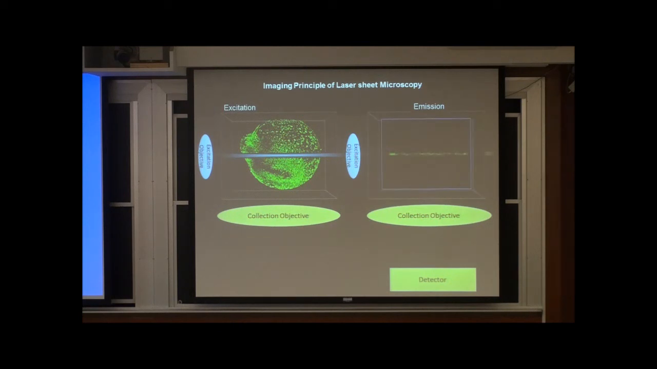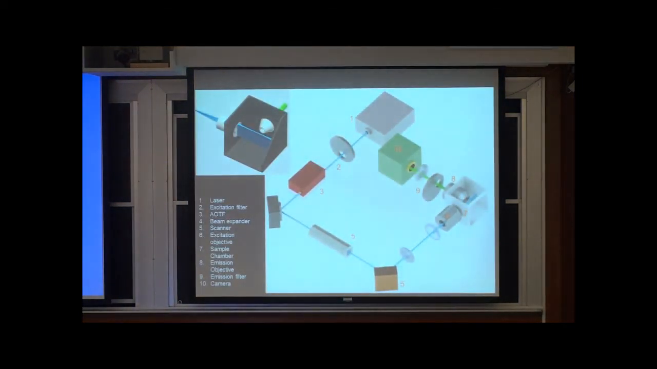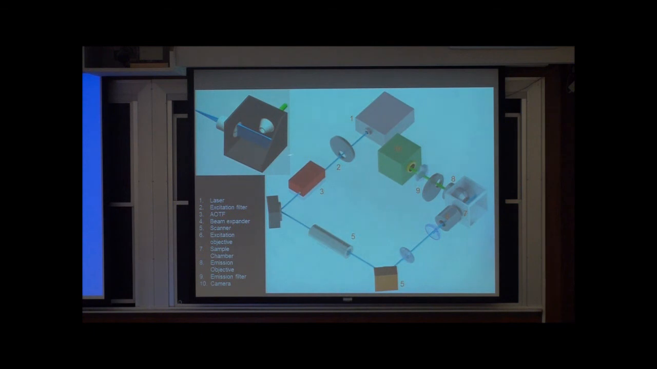So you can clearly understand, once I am taking the image of a plane, I am only imaging that plane. I am not exposing the other planes to the laser. So photobleaching reduces very dramatically, particularly for these kinds of thick and large tissues. This is the microscope where we are using the laser.